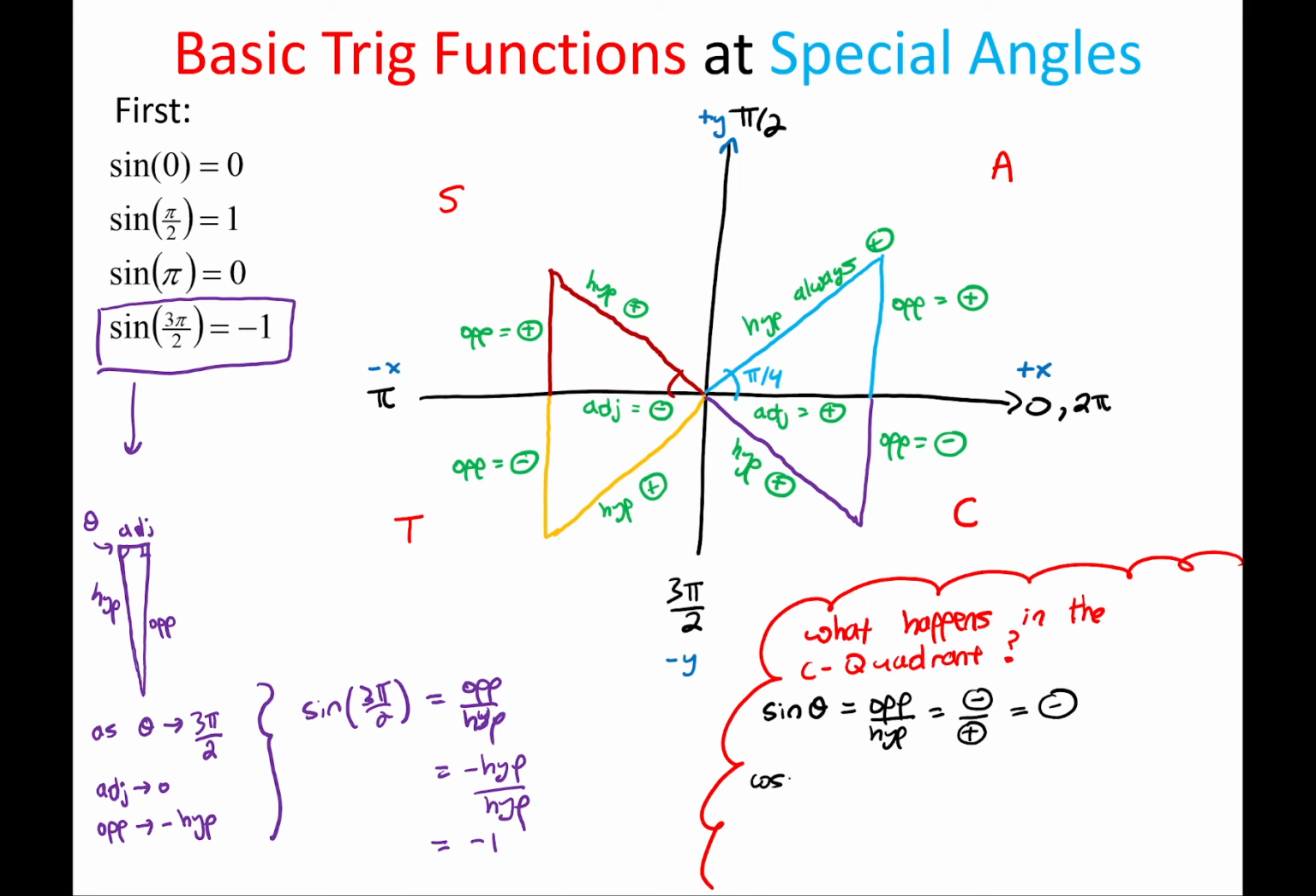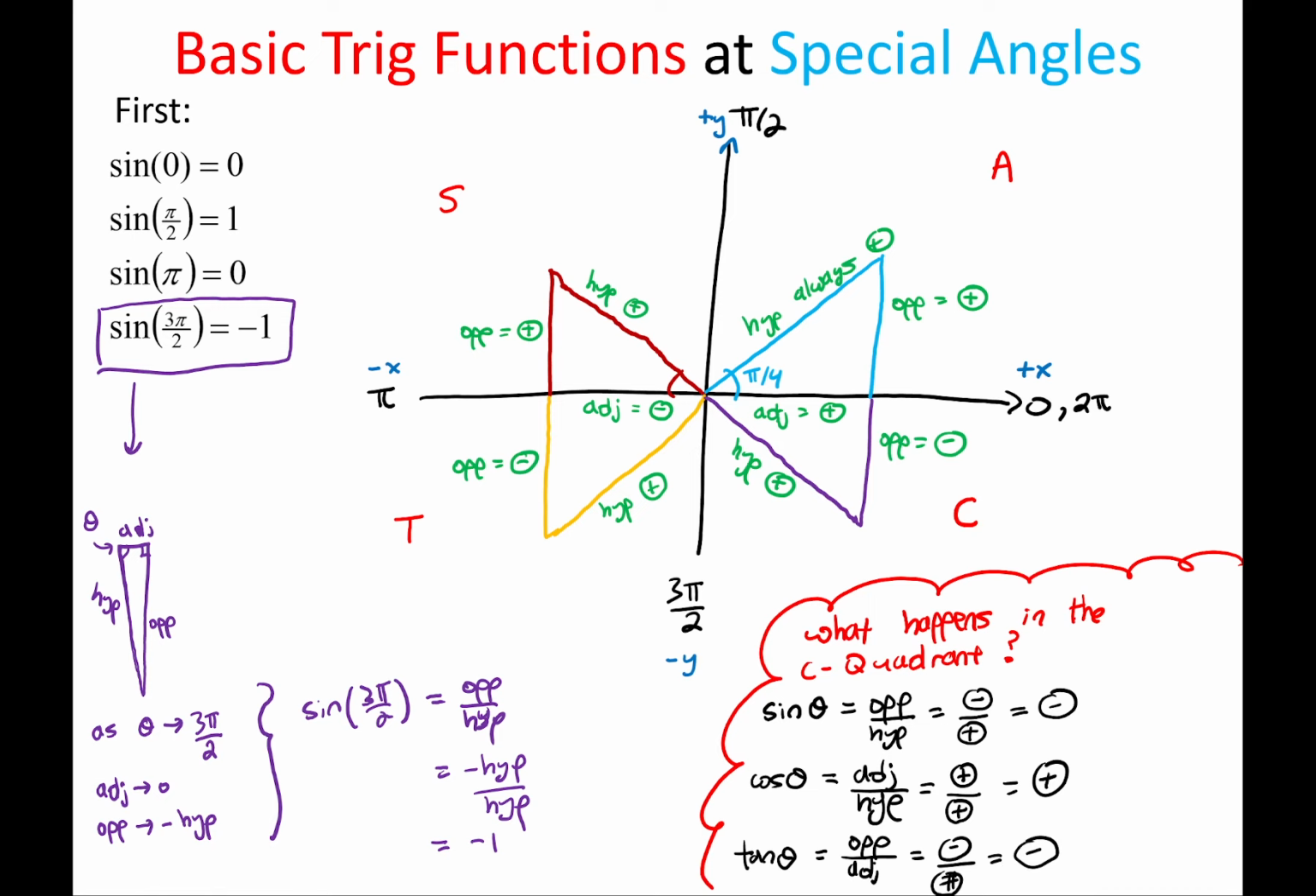The cosine of an angle in there, so adjacent over hypotenuse, well, the adjacent's positive, in the positive x direction. Hypotenuse is positive, so we're going to get something positive. If we do a tan theta, tan is opposite over adjacent. The opposite's negative, the adjacent's positive, so we're going to get something negative.